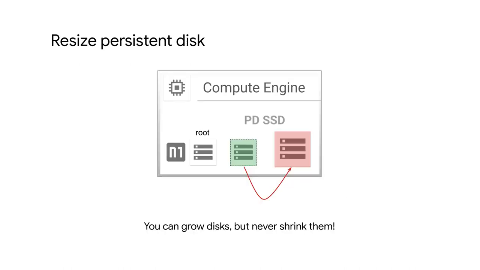Another common Compute Engine action is to resize your persistent disk. The added benefit of increasing storage capacity is to improve I/O performance. This can be achieved while the disk is attached to a running VM without having to create a snapshot. Now, while you can grow disks in size, you can never shrink them. So keep this in mind.